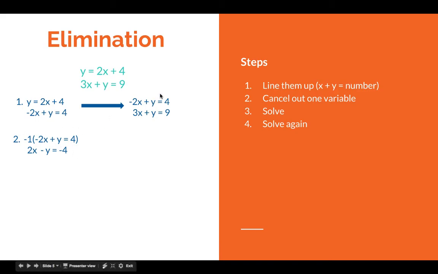So if I multiply one of the equations by negative 1, in this case I chose to multiply the top equation by negative 1, I have to multiply everything by negative 1. That's why I did the parentheses, to show you that I'm multiplying everything. So negative 2x times negative 1 gives you 2x, negative 1 times y gives you negative y, and 4 times negative 1 gives you negative 4. So you have 2x minus y is equal to negative 4.